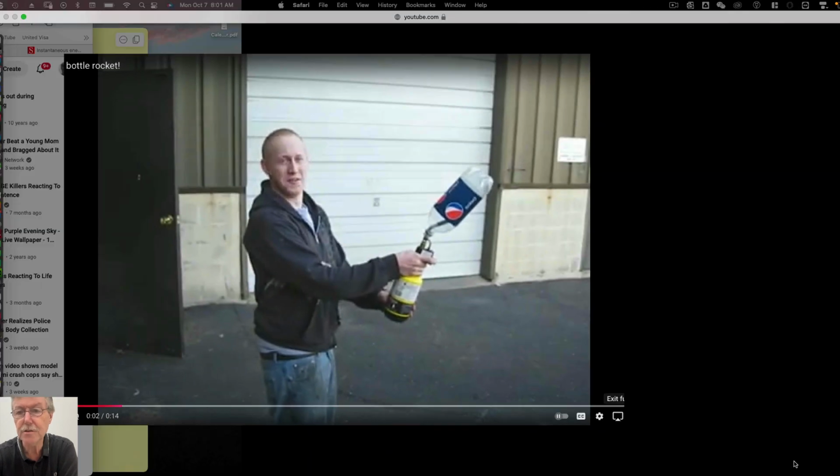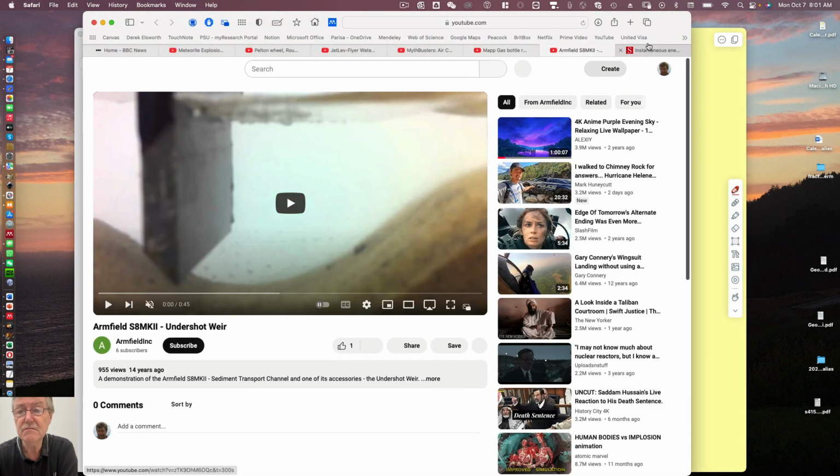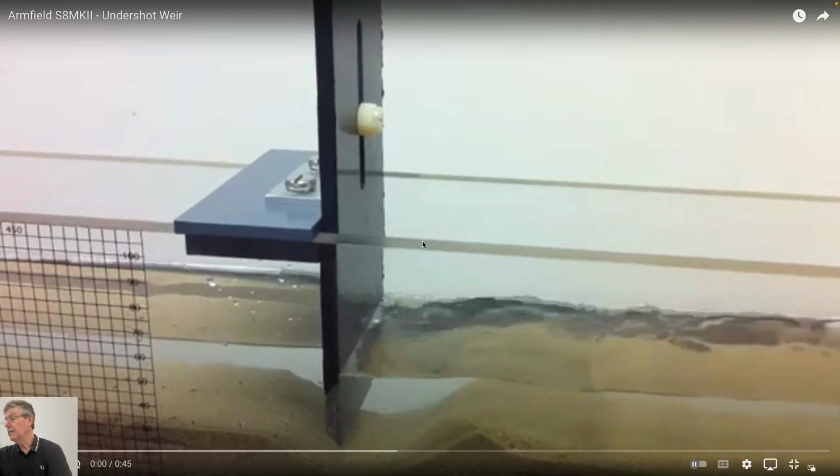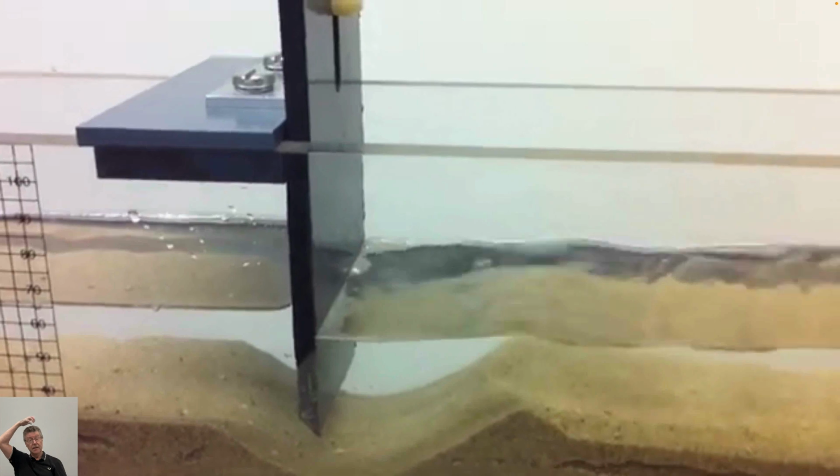Is there another one? I'm not sure what the other ones are. Oh yeah, that's good. And I'll do this one as well. So this is actually an undershot weir. We talked about an undershot Pelton wheel. But this, we talked about weirs, the idea that you could have an upstream measured height and a downstream measured height and use that to calculate velocities with no moving parts. And so this is just an example of that.